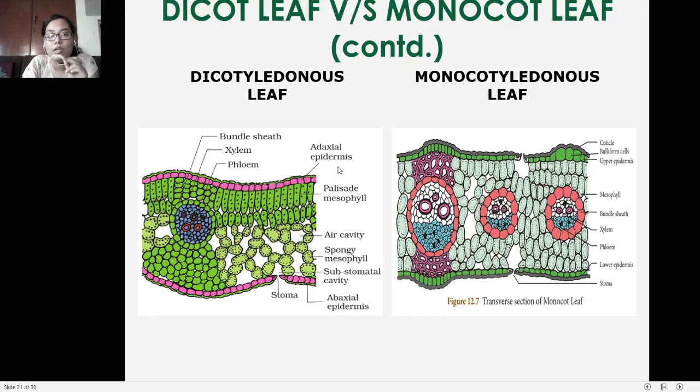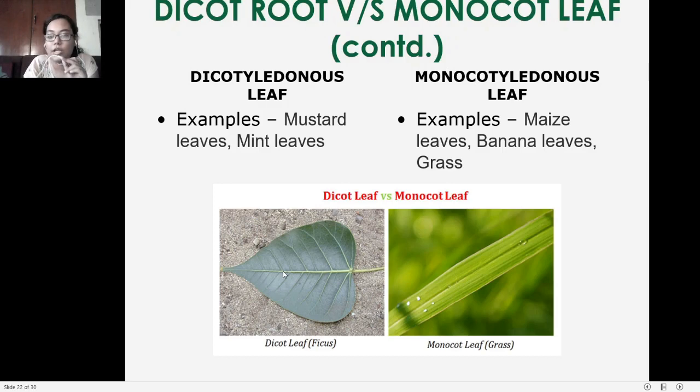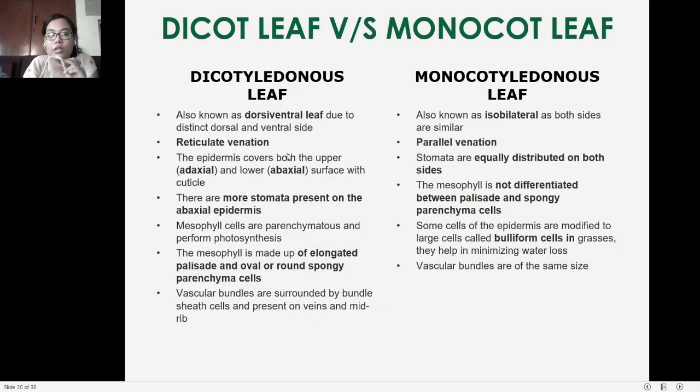One major difference is that adaxial surface has rarely any stomata, that is, stoma may be absent or few are present, but most of the stoma are present on the abaxial surface, that is on the lower side. Okay, so now, dicot leaves have reticulate venation, so they are also known as dorsiventral leaf, because they have distinct dorsal and ventral sides, that is, the dorsal sides and ventral sides differ within them.